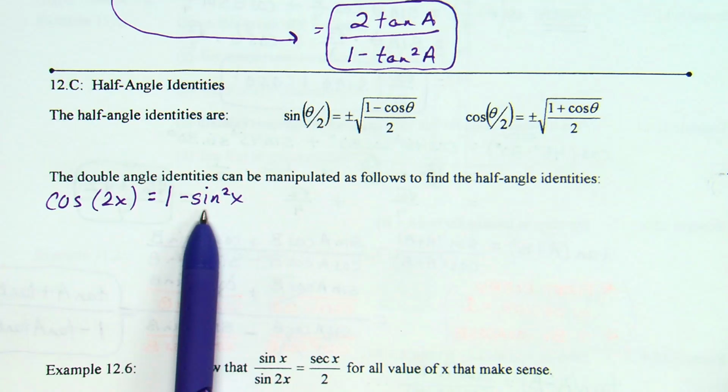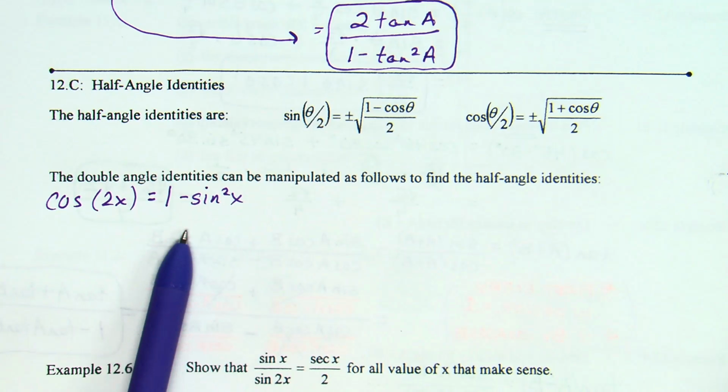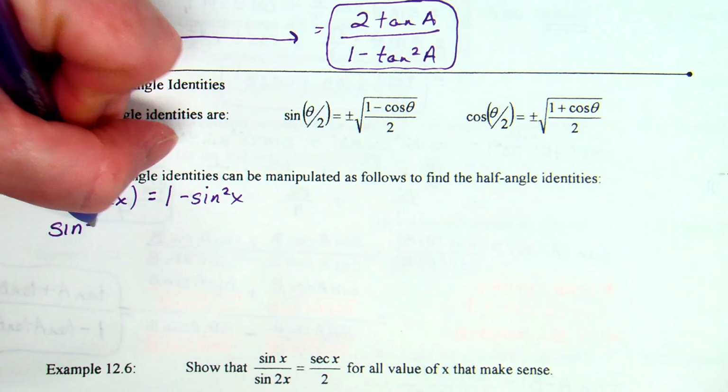If I solve this for sine, if I add sine squared to the other side and subtract cosine 2x over, does that work for you guys? If I add sine squared over, I'm going to have positive sine squared x equals, we already have the 1, and now it's minus cosine of 2x.